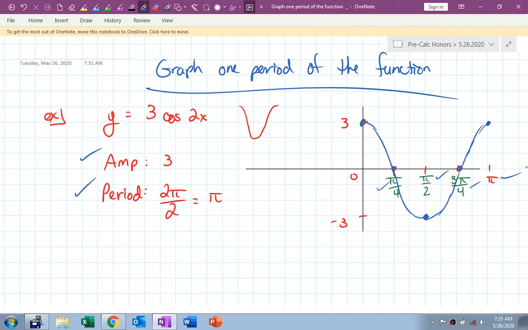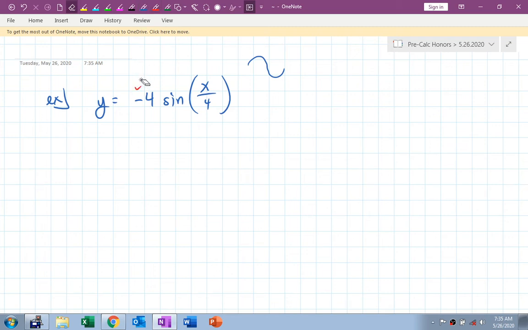So let's do a sine function. We'll do y equals -4 sine of x over 4. All right, so sine kind of looks like that. Okay, starts on the x-axis, ends on the x-axis. The only difference with this one is that it has a negative sign in front of the 4, so you just flip. So instead we're going to be going like that, but we'll see in a minute. You still want to start with the amplitude and period.